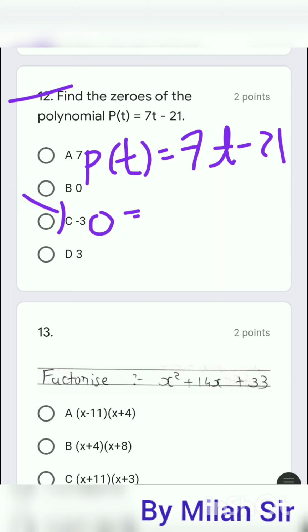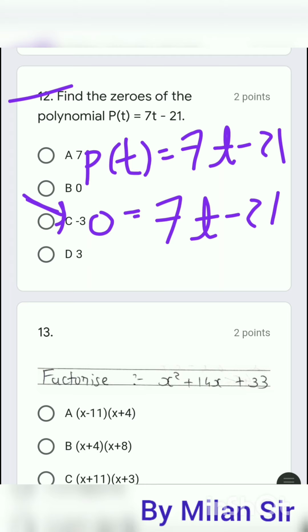So here we need to take the value 0 for this polynomial, and from here we need to find the value of the variable, that means t. Okay, some students make a mistake here. In place of t they are putting 0. That we do not need to do. We just need to take this polynomial equal to 0, and we need to find the value of our variable. So from here we need to find the value of t.